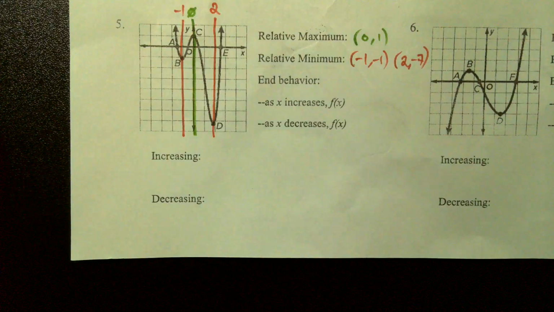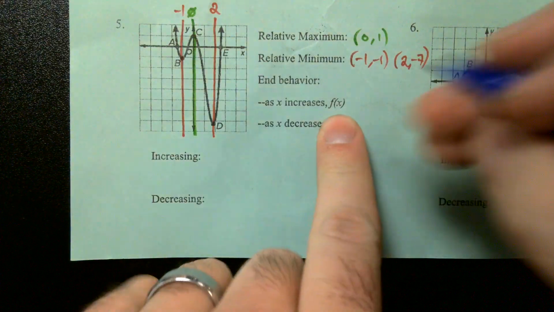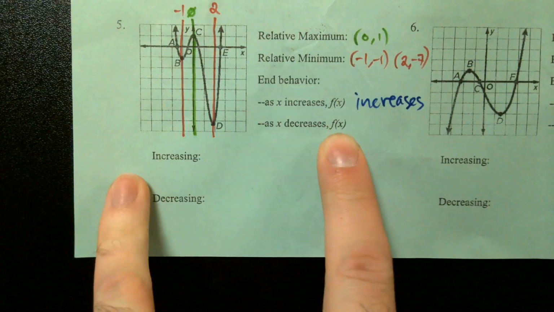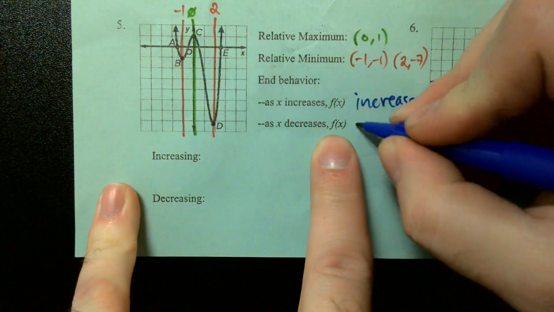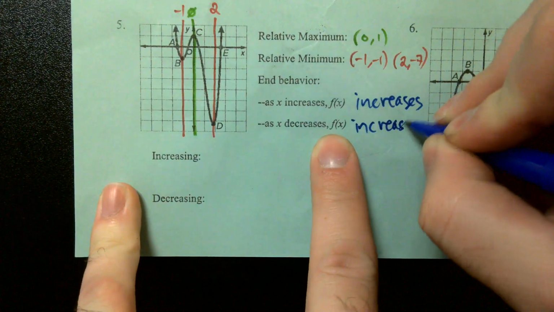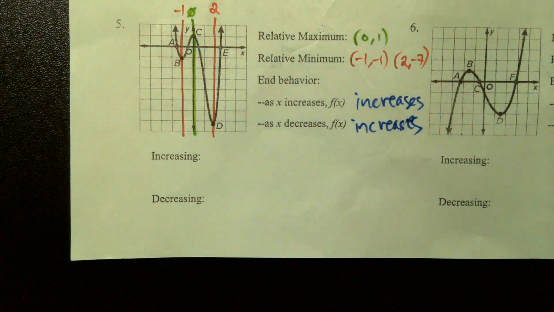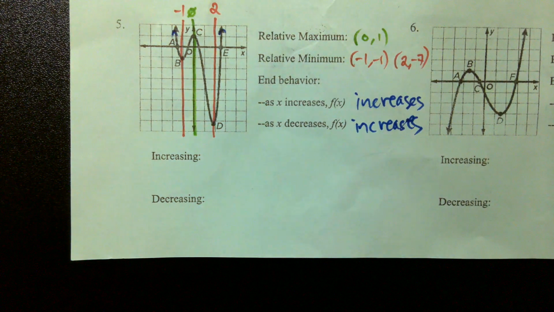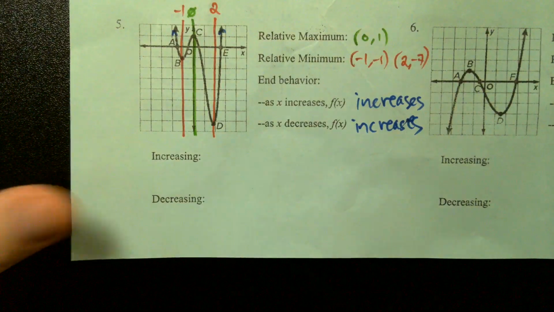Real quick, end behavior, super, super simple. Hopefully we remember. As x increases, what's happening to my f of x? Increasing. What about as x decreases, what happens to f of x? Increases. How can I tell that this is increases just by looking at the graph? Ben? Both arrows pointing up. Which means as I go onward infinitely to the left and the right, my function is always going to be going up. All right? Now my intervals.